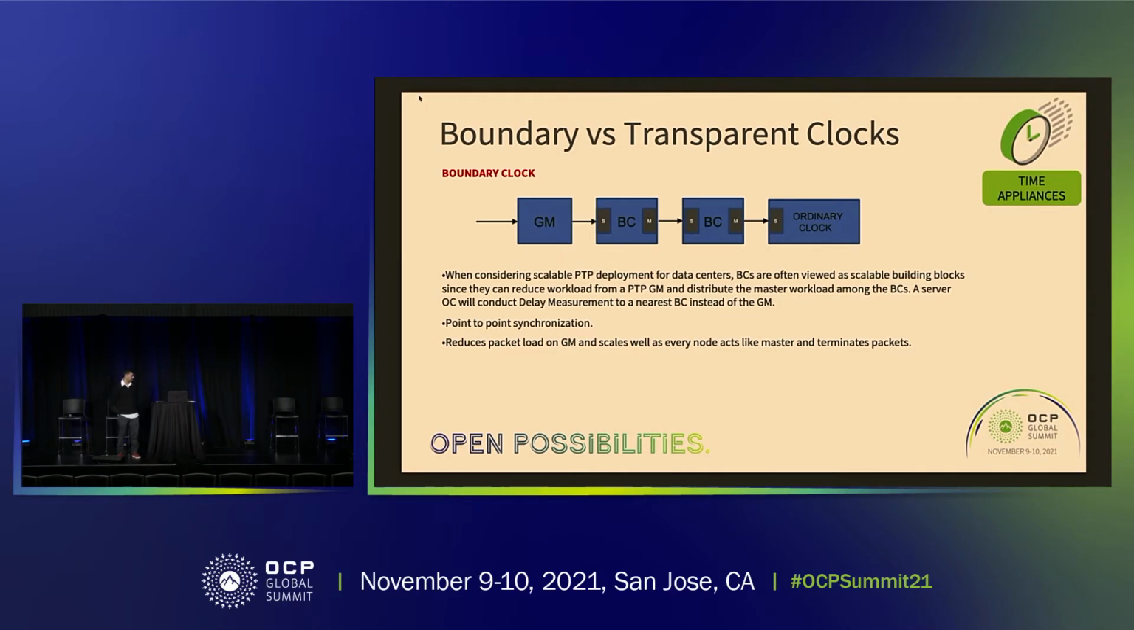Boundary versus transparent clocks, I guess we've already gone through some of this. A boundary clock is where we terminate the clock at intermediate nodes. So a grandmaster would be terminating its packets or sessions to a boundary clock, which acts like a slave, and then acts like a master for the downstream nodes, and so on. Basically there would be a chain of boundary clocks, and then they connect to the ordinary clock, which acts like a slave to the master side of the boundary clock.